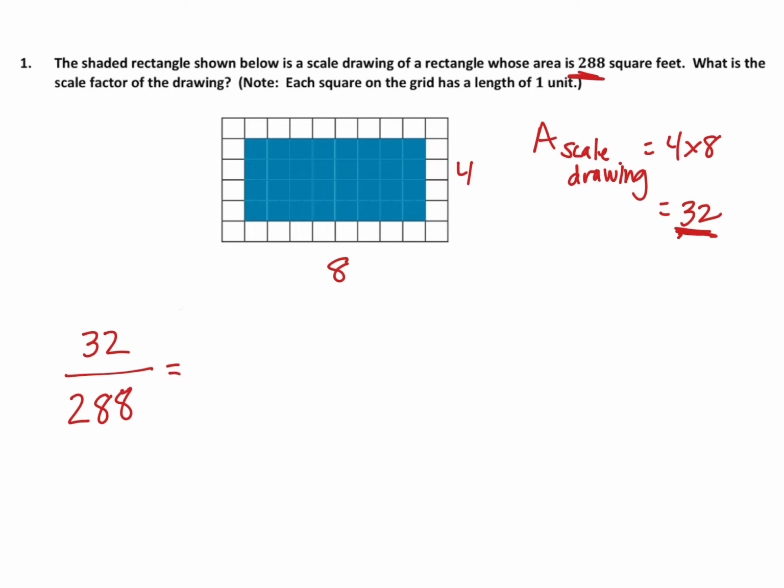Both of these are even, so we can create a reduced fraction that is equivalent. 32 divided by 2 is 16, and 288 divided by 2 is 144. Again, we can reduce this. That would be 8, and 144 split into 2 equal parts would be 72. And 8 goes into 72 9 times. So this is the relationship between the areas.